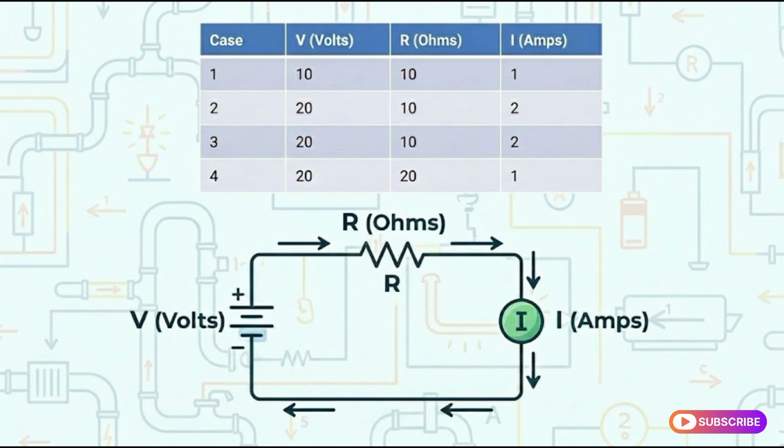Now check out case 2. We lock our voltage at 20 volts. With 10 ohms of resistance, we get 2 amps of current. But if we double our resistance, making the pipe twice as narrow at 20 ohms, our current is cut exactly in half, straight down to 1 amp. Current is inversely proportional to resistance.